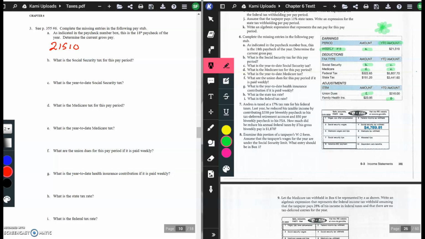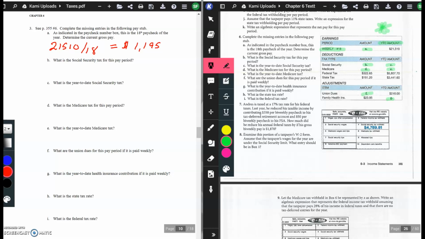$21,510. We are trying to determine the current gross pay for this particular paycheck. So this is paycheck number 18. We're going to divide this by 18. So 21,510 divided by 18 gives you a dollar amount of $1,195. So part A would be $1,195.